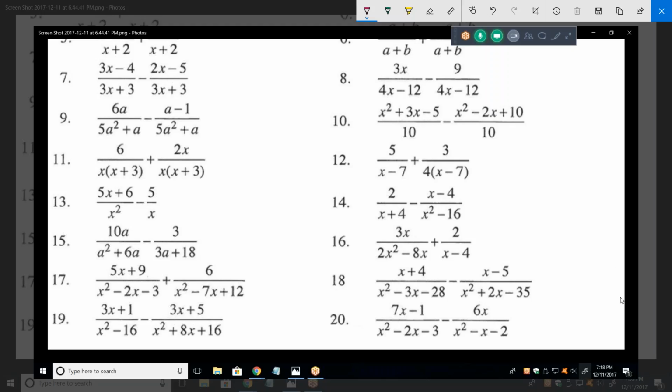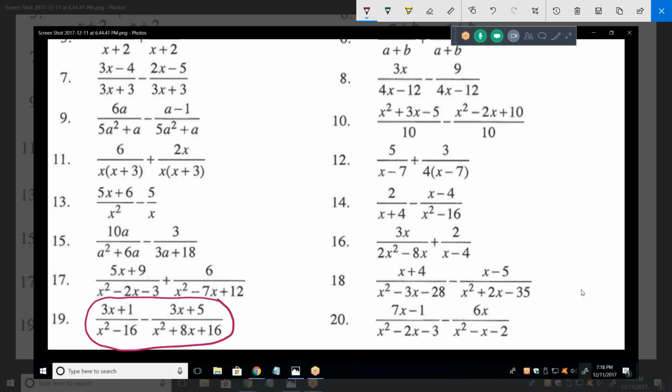That was 18. So 19. Let's rewrite 19, factoring everything. I think you kind of get the idea that no matter what you start with, the idea is to factor everything and then go from there.